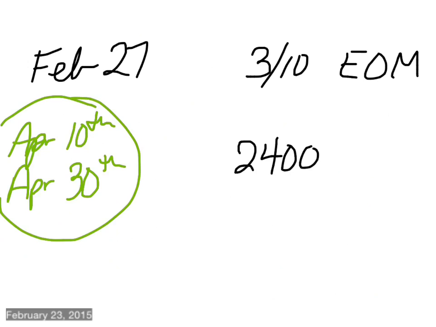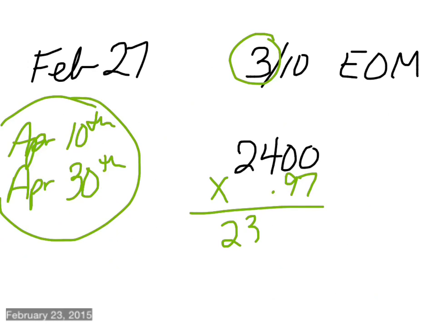Then, in order to get the discount, it says using the complement method. Now remember what the complement method is. What's the complement method if the percent is 3%? 97. So in order to find the cash price using the complement method, you take the 2,400 times 97% or 0.97. What's 2,400 times 0.97? 2,328.